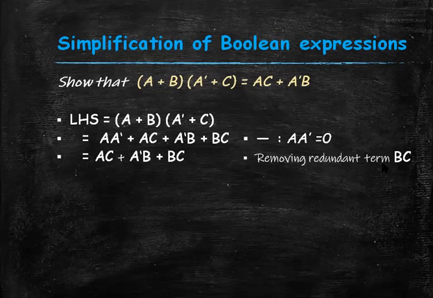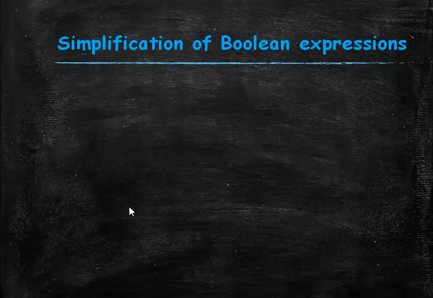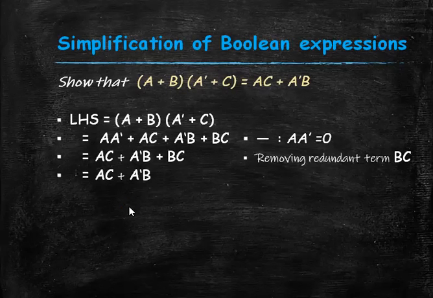Then using the redundancy law, we can remove BC, or using the algebra we discussed to prove the redundancy law, we can reduce it, or we use the redundancy theorem. Here we use the redundancy theorem. Then we write AC + A bar B. Then the reduced result is AC + A bar B.